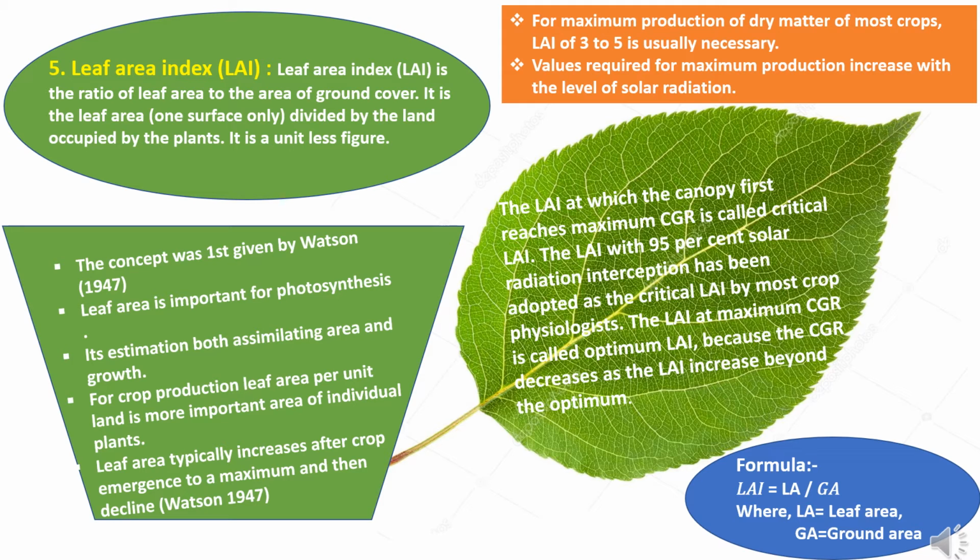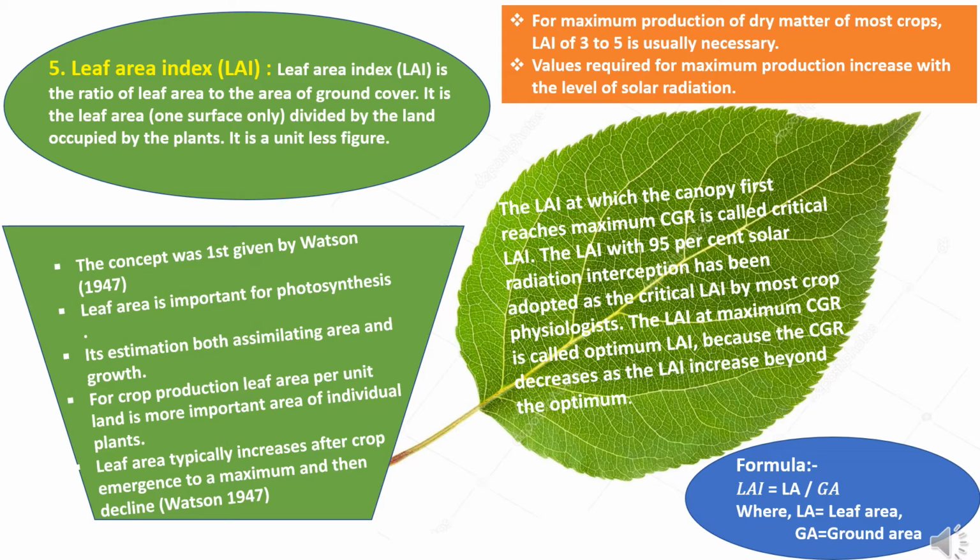Fifth parameter is leaf area index, LAI. Leaf area index is the ratio of leaf area to the area of ground cover. It means it is the leaf area on surface only divided by the land occupied by the plants, and leaf area index has no unit; it is a unitless figure. The concept of leaf area index was given by Watson in 1947, and leaf area is important for photosynthesis, and its estimation is related to both assimilating area and growth.